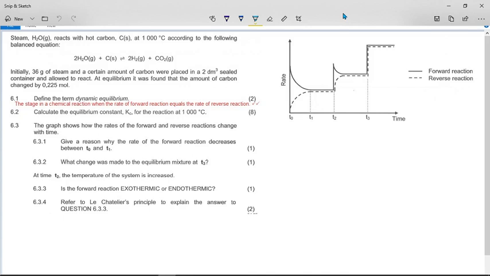Then it says calculate the equilibrium constant Kc for the reaction at 1000 degrees. So before we do any Kc calculation, we should practice writing our Kc expression. Okay, so the Kc expression is the concentration of the products, which are hydrogen, raised to the power of their coefficient. So what is my other one? Carbon dioxide, raised to the power 1, which I won't write, over, and this is where the big snag in this question is, the concentration of the reactants.